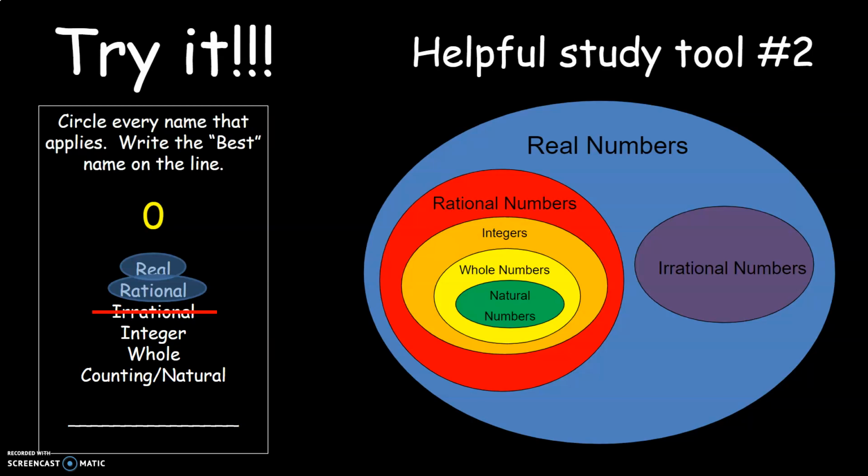Integers are positive and negative whole numbers, and 0 would be included in that. So yes, it is an integer. It is a whole number because 0 is included in the whole number set. However, it is not a counting or natural number. Remember, whole numbers include 0. Counting/natural do not include 0. So the most specific name we can call 0 is a whole number.